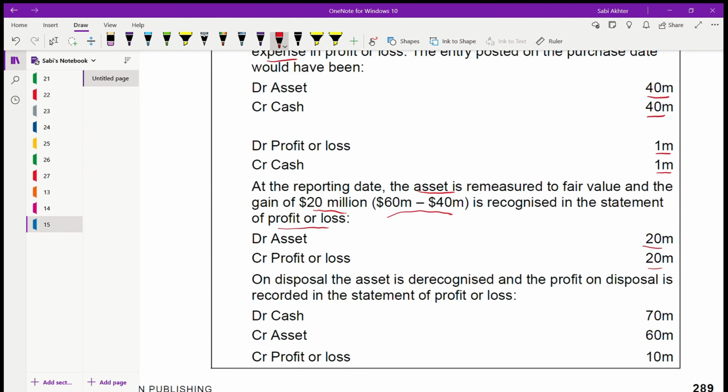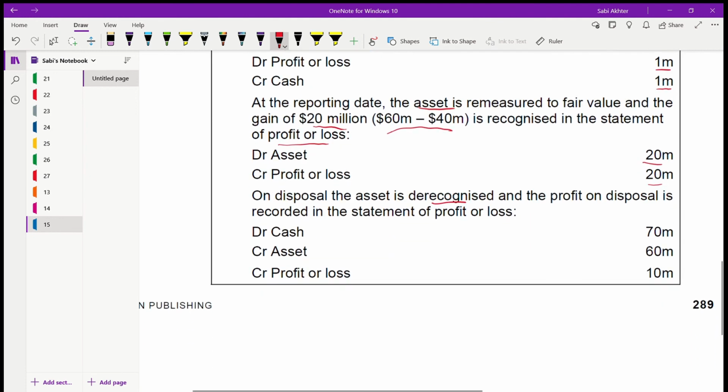On disposal, you have to derecognize. So how much? You are selling it for 70. So you are receiving cash, debit cash 70. The asset, you are selling it for 60, the fair value. And credit, because it's a profit of 10 million, you need to credit it.